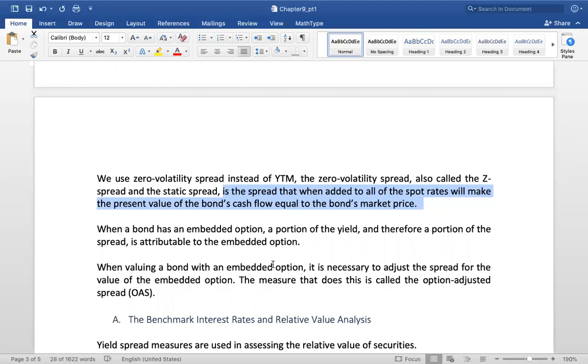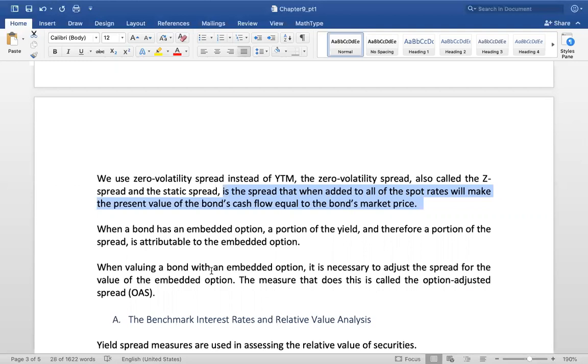When a bond has an embedded option, a portion of the yield, and therefore a portion of the spread, is attributable to the embedded option. In valuing a bond with an embedded option, it is necessary to adjust the spread for the value of the embedded option. The measure that does this is called the option adjusted spread, which we have already discussed in one of our lectures. I think it was chapter 4, I believe.